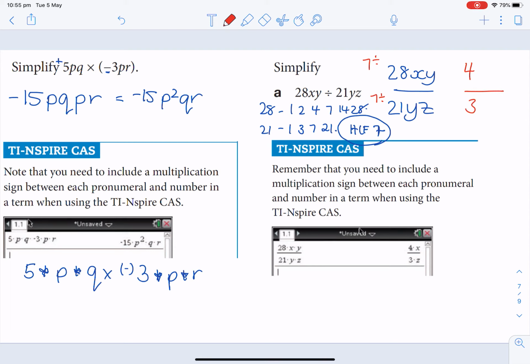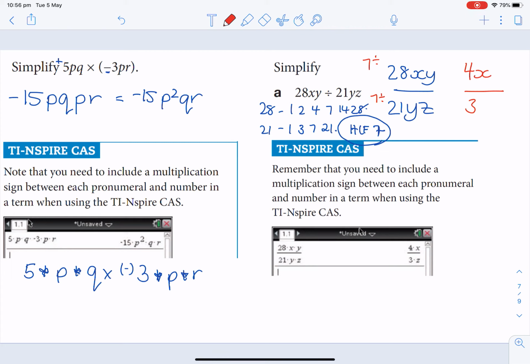Now I'm keeping the red pen on so I can show you what I'm changing. Now, we've done the numbers, we need to move on to the letters or the pronumerals. Having a look, I've got an X in the top line. Do I have an X on the bottom line? No. If I don't have an X on the bottom line, I keep X on the top.